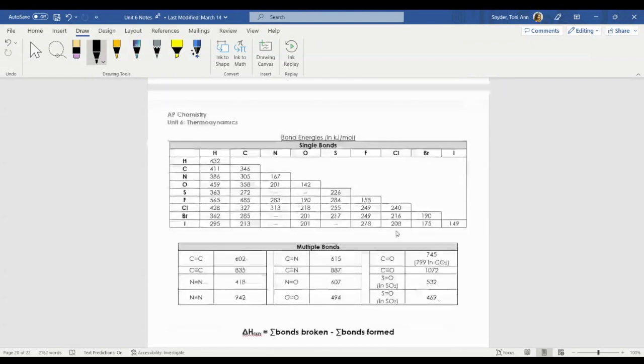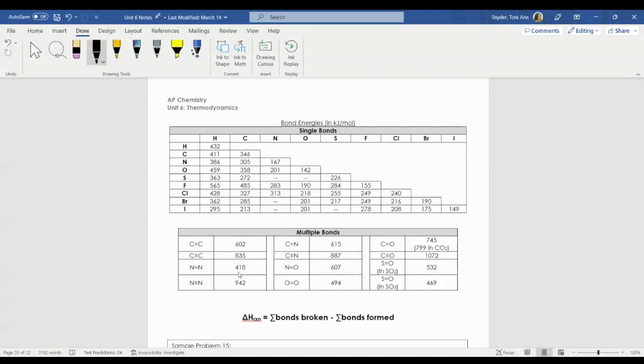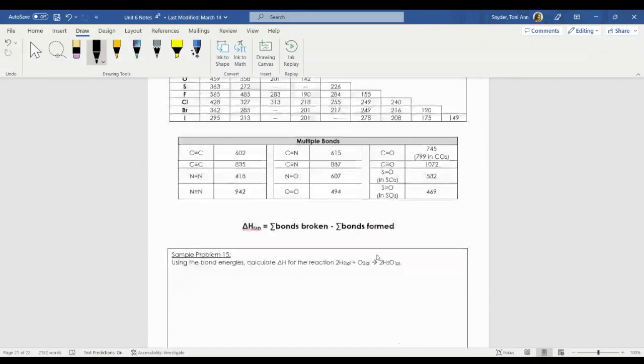So on this next paper, I have a list of some different bond energies, and all of these are in kilojoules per 1 mole. Here you'll see, these are all single bonds in this top section. A hydrogen bonded to another hydrogen, a single bond, has a bond energy of 432 kilojoules per mole. If I have a hydrogen atom bonded to an iodine atom, that is a bond energy of 295. In this bottom section, you'll see some multiple bonds that are listed. So let's use that to do some examples here.